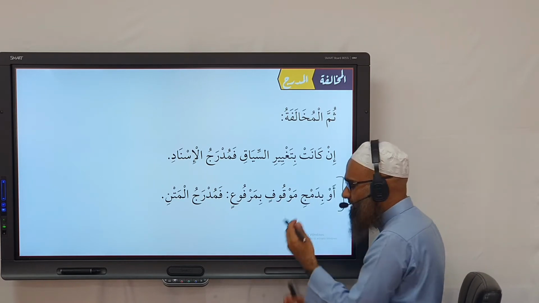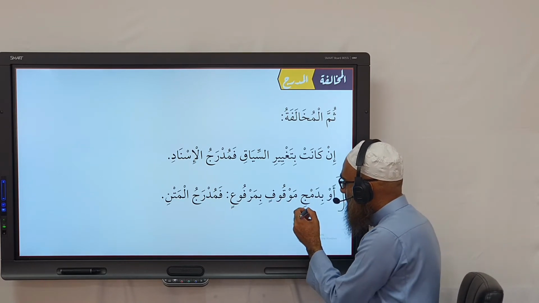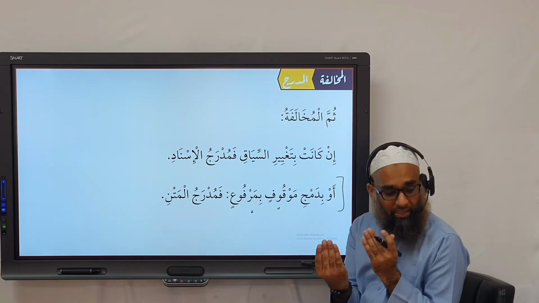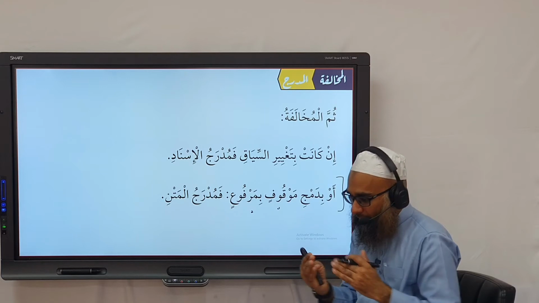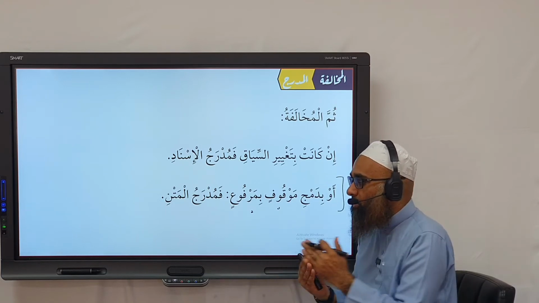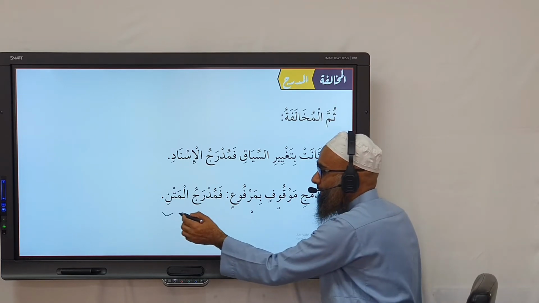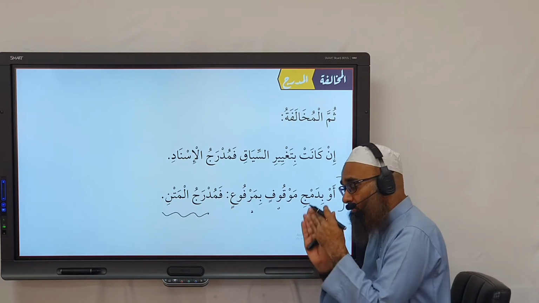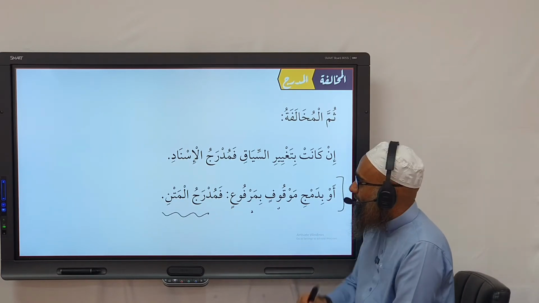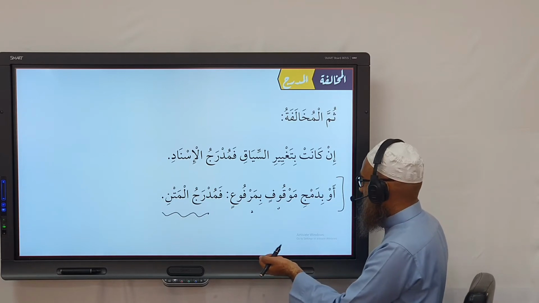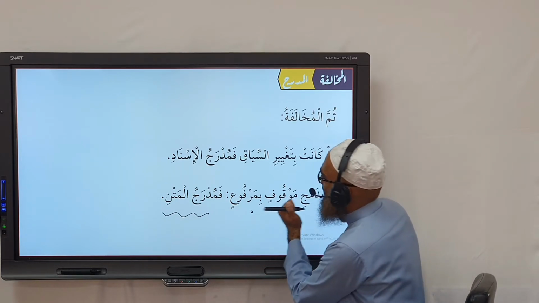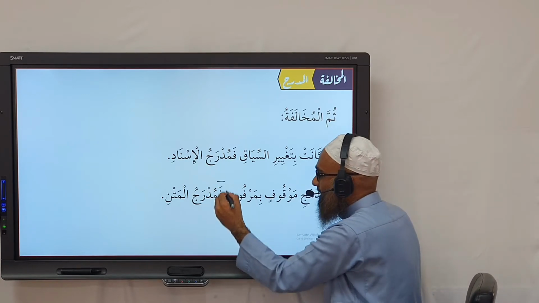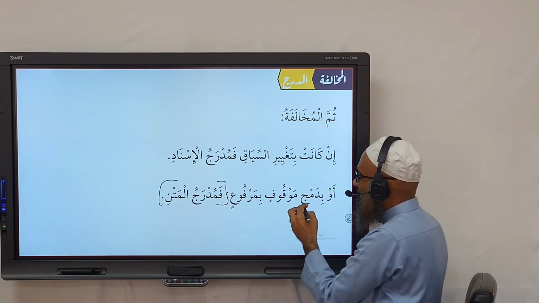So basically damj means to mix together. So when you merge a mawquf with a marfu', you might think somebody narrates it as marfu' and they say it's mawquf, or mawquf with marfu'. This is called mudraj in the matan. So there's a marfu' hadith really, but he narrated mawquf, or somebody makes it mawquf in the marfu'. When we say mudraj al-matan, what we're saying here is that the rawi adds in.